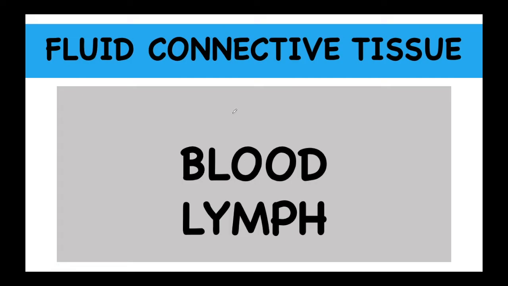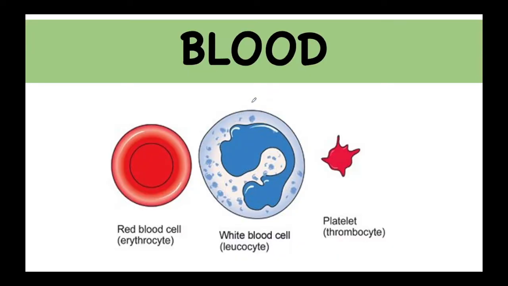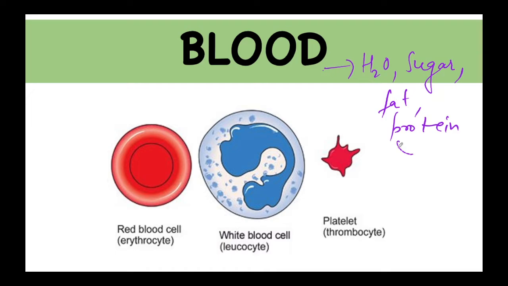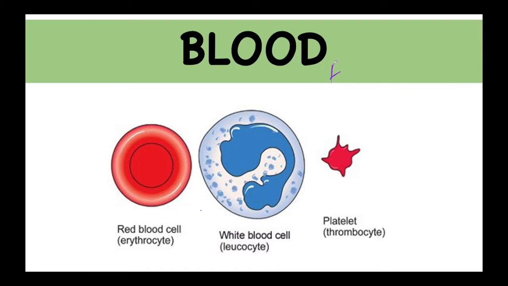Now moving forward to the fluid connective tissue. Fluid connective tissues are of two types, blood and lymph. First we are going to discuss blood. So blood is a mixture of water, sugars, fat, protein and some salts. Okay, so I am writing here the functions of blood.